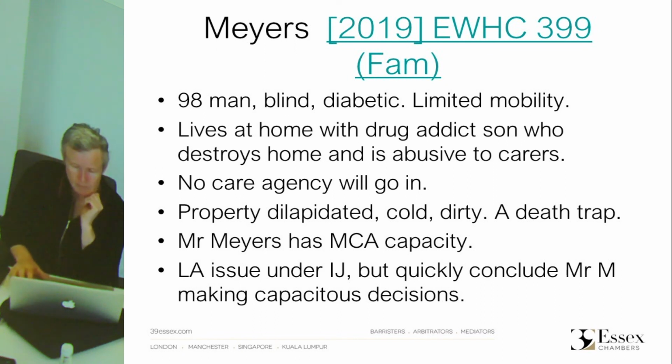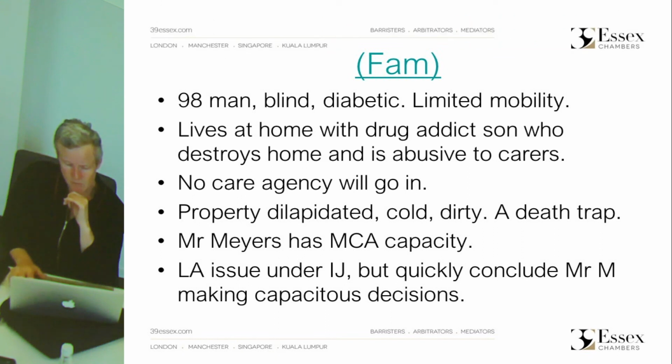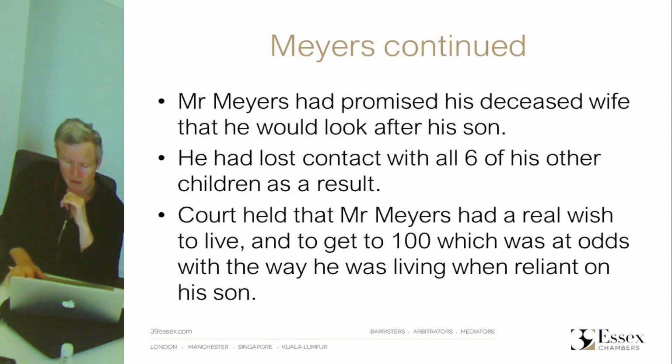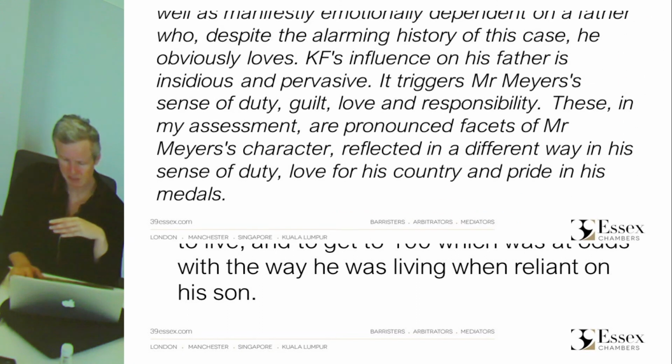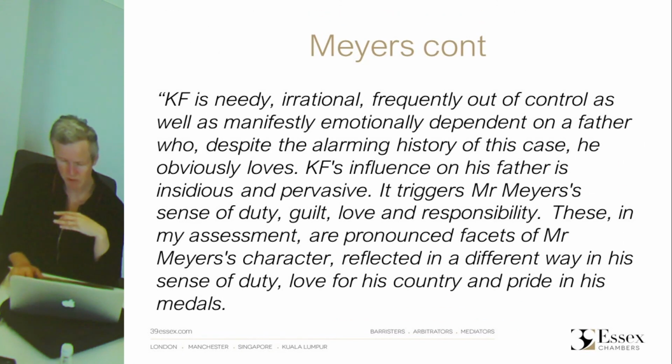So I'm going on to the next slide now. Myers continued. I'm just setting out a bit more of the factual background there. And the court held importantly that Mr. Myers had a real wish to live. He wanted to get to 100. He wanted to receive a telegram from the Queen, and that wish to live to 100 was inconsistent with his desire to go home where he faced such significant risk. And I'm going on to the next slide there, where I've put a quote from the judgment.